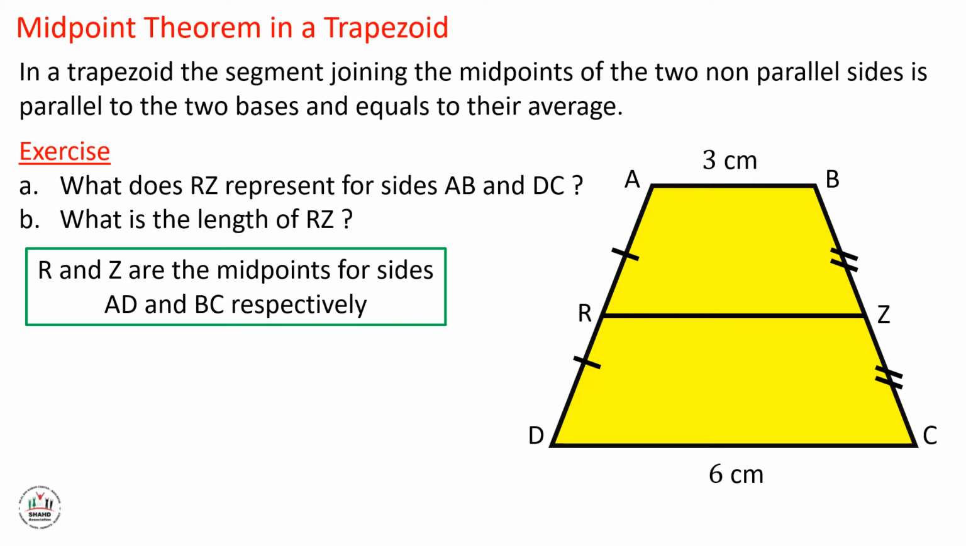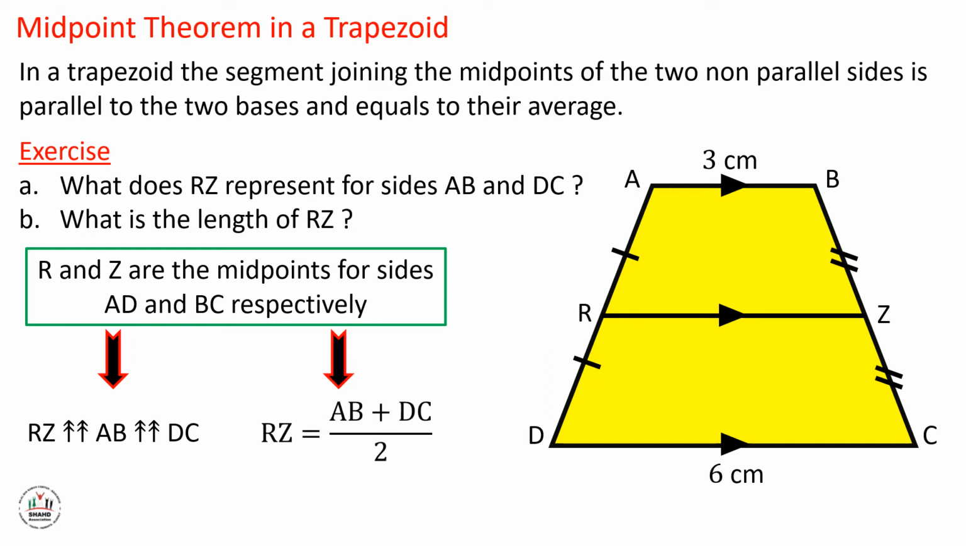And we know this from the coded properties: AR equal to RD and BZ equal to ZC. Then we can say that RZ is parallel to AB and AB is parallel to DC. So these three lines are parallel to each other. The second part asks us what is the length of RZ.